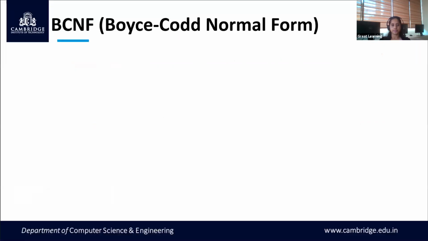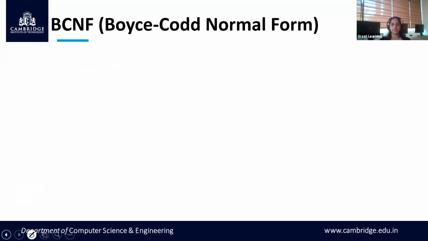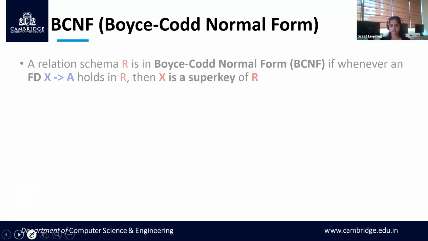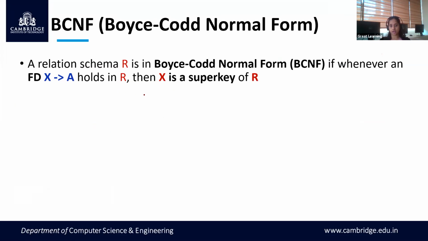Let's check that. Boyce-Codd normal form. It's the same definition. Check here. A relation scheme R is in Boyce-Codd normal form if whenever a functional dependency X determines A holds in R, then X is a super key of R. Only this is there. That's all. This is the definition of BCNF. X is a super key of R. A is a prime attribute is not there.